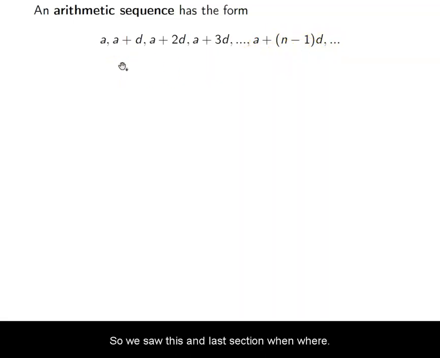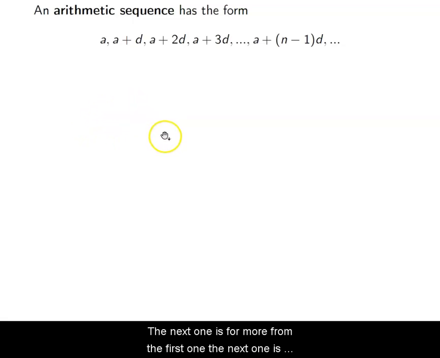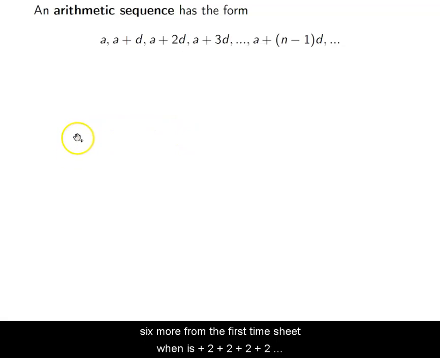So we saw this in the last section when we're adding consistently by 2. For instance, even numbers: if I start at 2, the next one is 2 more, the next one is 4 more from the first one, the next one is 6 more from the first term, because each one is plus 2, plus 2, plus 2. So that's what's going on with d. Each time I'm just adding d to the last value. So if we write that in relationship to the first term, we're just adding multiples of d to that first term.